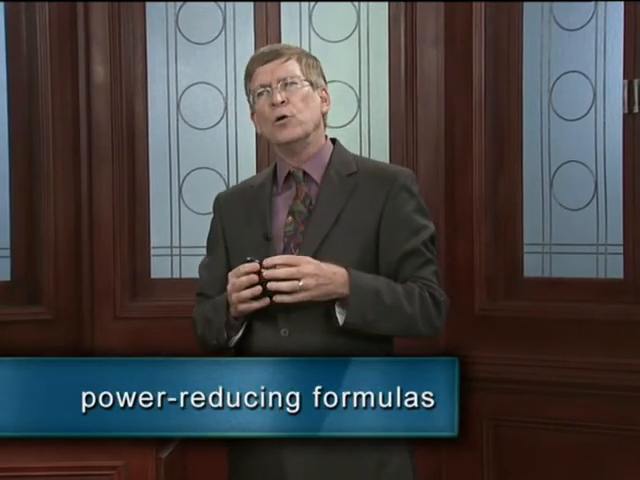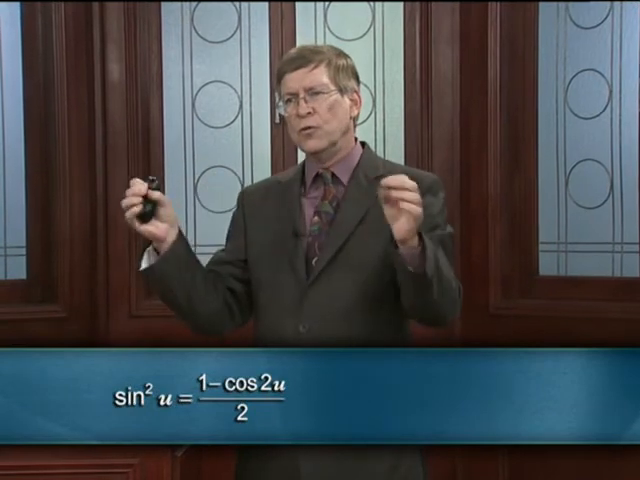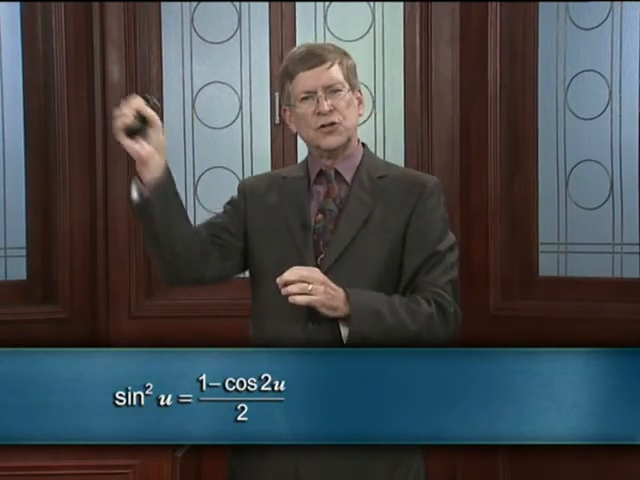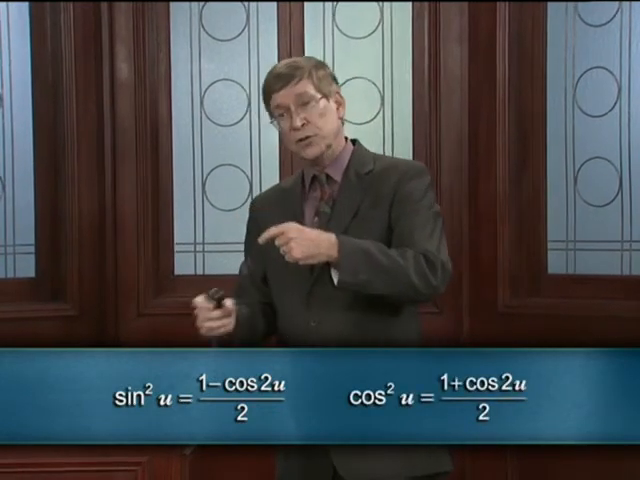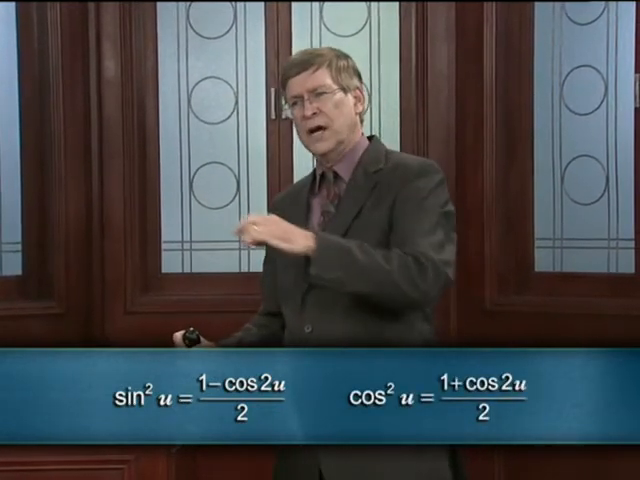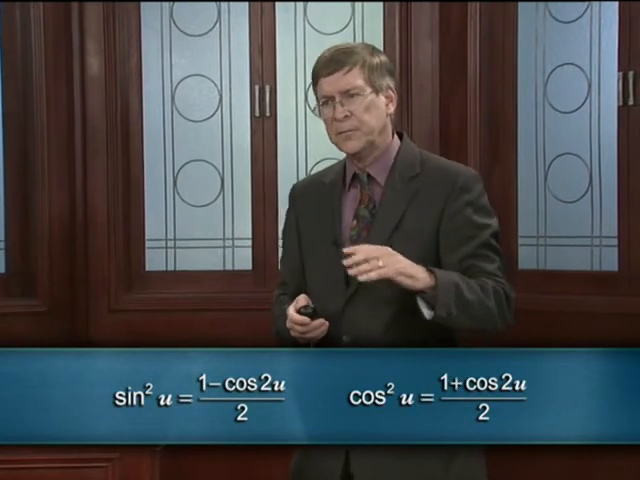Okay, let me also mention very briefly, there are a couple of other formulas that occur in calculus that I thought I'd put on the table for you. We won't use them in this course, but they are called power-reducing formulas. One of them is sine squared u equals 1 minus cosine 2u divided by 2, and then cosine squared u is 1 plus cosine 2u divided by 2. And there are many, many more formulas.